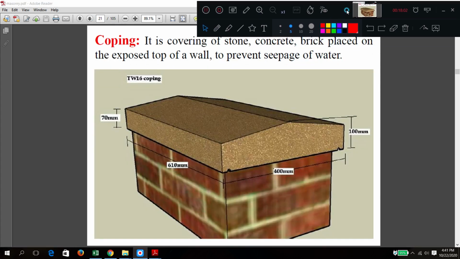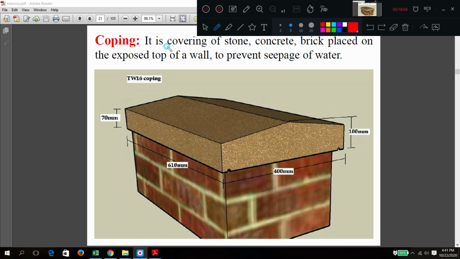What is this coping? It is the covering of stone, brick, anything on the exposed wall. So at the topmost wall, the brick or masonry is constructed like this, to prevent the entry of water inside, so that it moves outside. So this is called coping.